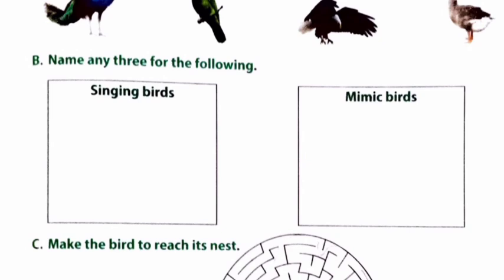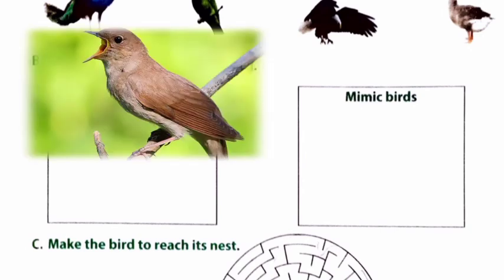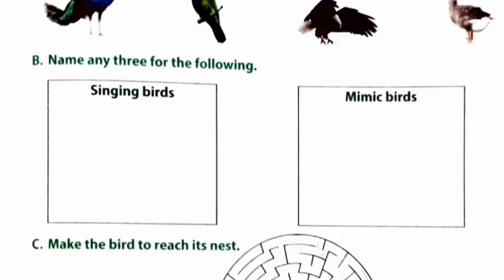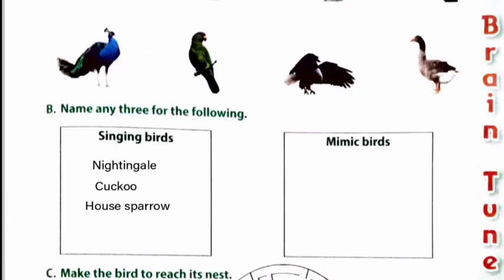First, singing birds are the birds which produce sweet sound. So example for singing birds are nightingale, cuckoo and house sparrow. So these are the birds which produce sweet sound, and when you hear the sound of these birds, it will be like singing.